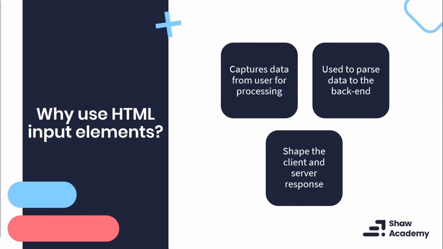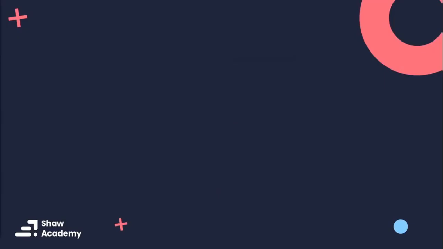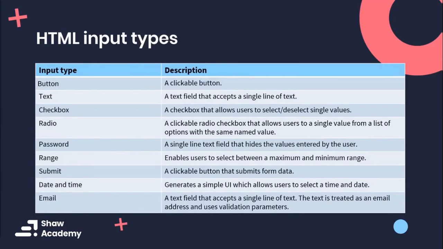So with all that being said, let's have a look at some examples of the different types of HTML inputs out there. And here I've compiled a simple table of the most useful ones and the ones I think are used quite often in the web development space for their own specific reasons. Okay, first we have the button input, which is essentially just a clickable button. Then we have a text input type, which is a simple field where you can actually enter text, normally a single line. We also have a checkbox, and a checkbox allows users to select or deselect a single value.